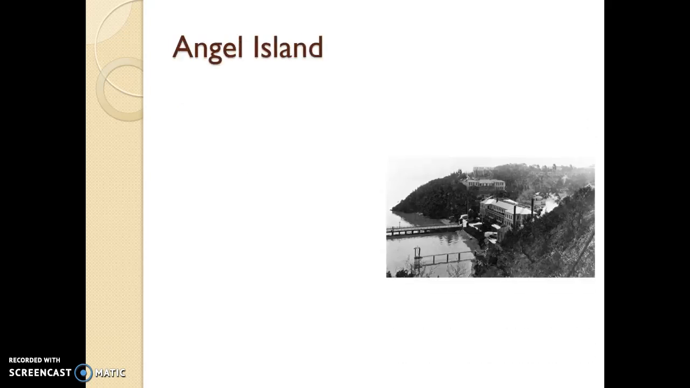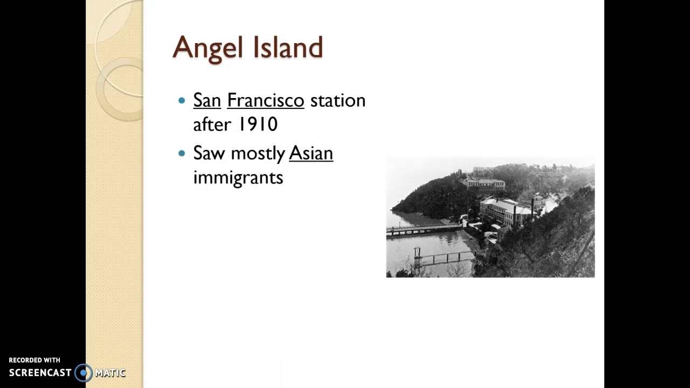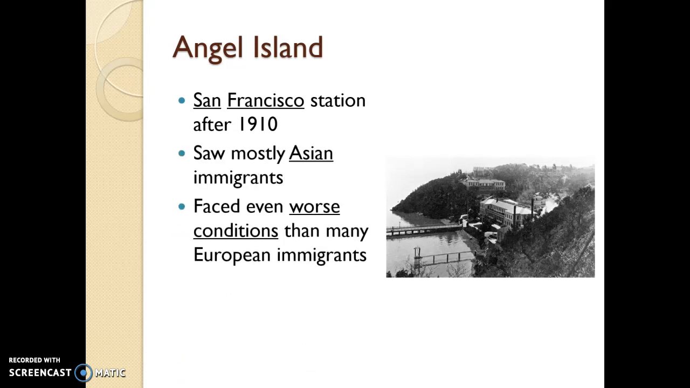On the West Coast, there was a similar station called Angel Island in San Francisco. The idea was the same, cataloging immigrants as they came in, but the experience was much different. Angel Island saw mostly Asian immigrants, and the conditions were far worse. This is more of a prison than a receiving station, and the reason for that is that people didn't like Chinese immigrants, and it's just racism.